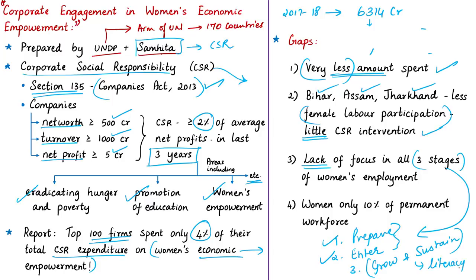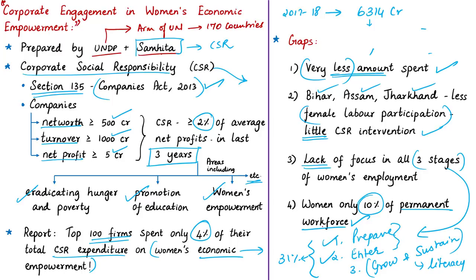But there is a lack of support in this context. That is, women are not getting enough knowledge with respect to digital and financial literacy. Now, this has resulted in women dropping out of their jobs. But the report also says that only 31% of the companies focused on all the three stages. Then another key finding by this report is that women comprised less than 10% of the permanent workforce in the majority of top 100 companies. Especially, this is happening in manufacturing and the automobile sectors because these sectors are historically dominated by male employees.